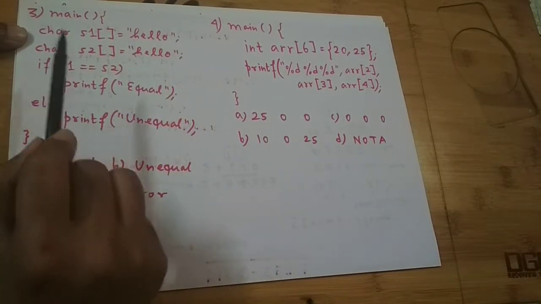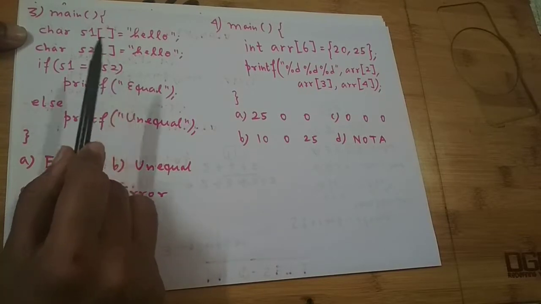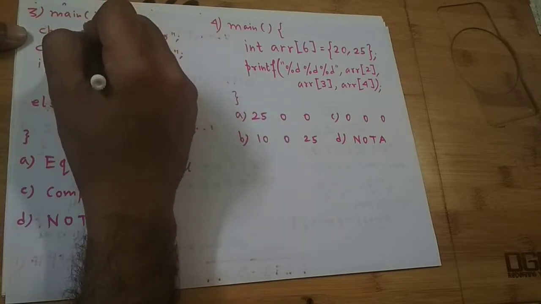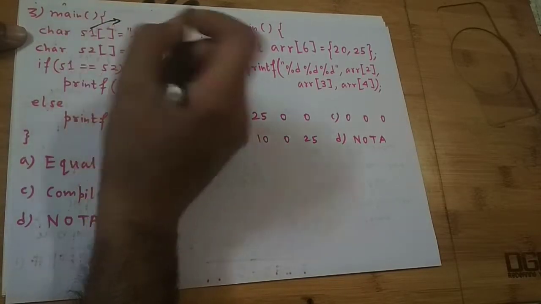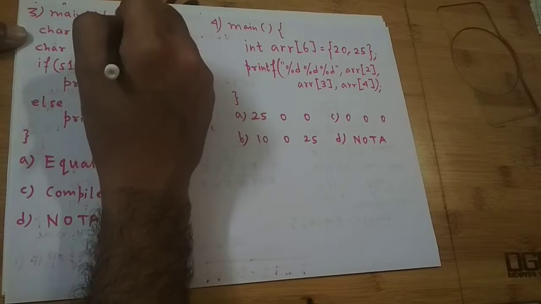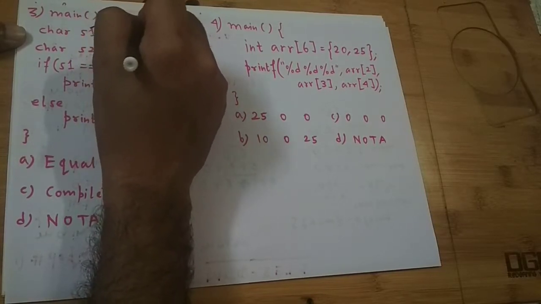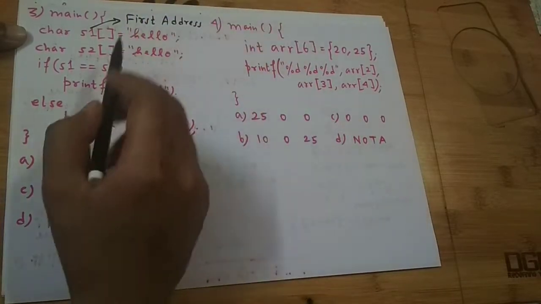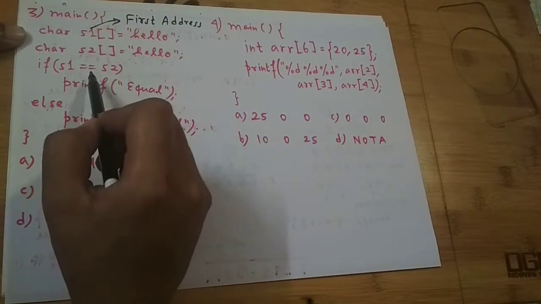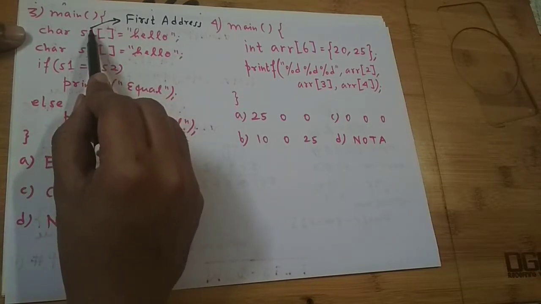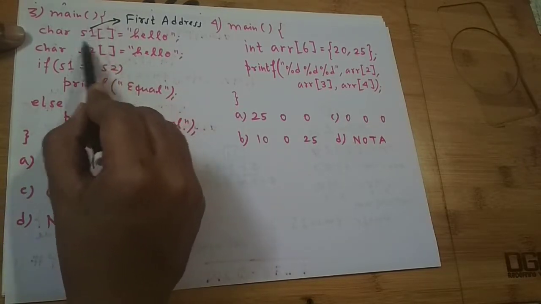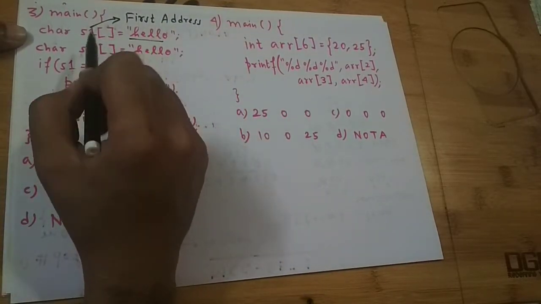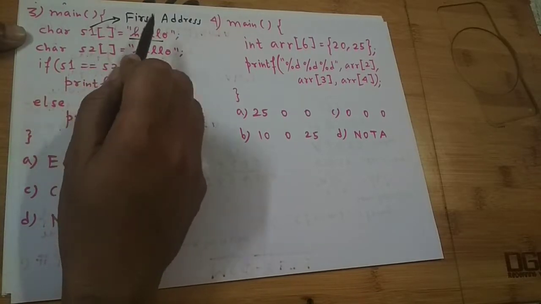Okay, now look at this statement. If S1 equal to S2, remember always the name of an array, here the name of the array is S1, always represents the first address of the array. That means here S1 is nothing but a symbolic representation of the first address of this array. Similarly, S2 is also a symbolic representation of the first address of this array.